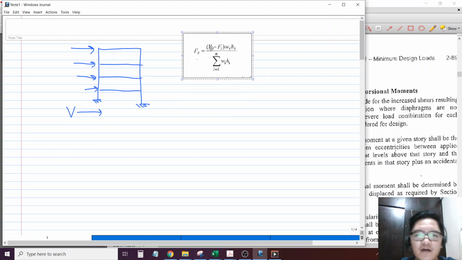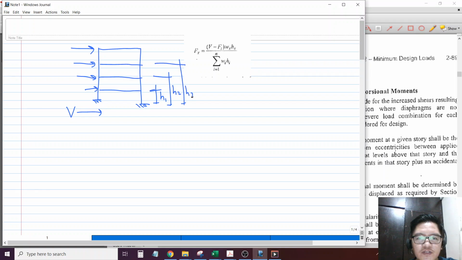Okay, once you have the V, get the F sub T, may formula din to. Actually, ano lang yan, no? Yan yung extra force dun sa rooftop. Then, to apply mo to, WX, HX. WX is simply the weight per story. HX is the corresponding height from the story, from the ground. So, H1, H2, H3, and H4. May example naman sa Ibo. So that's it, that will be the formula.